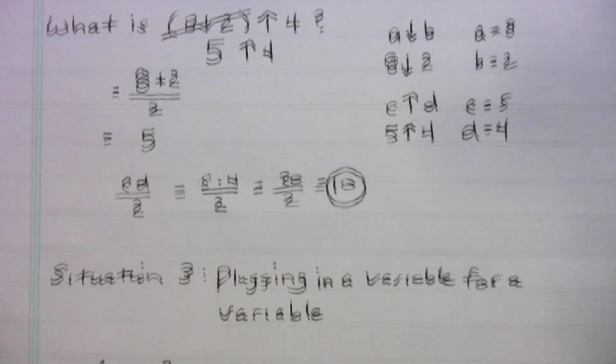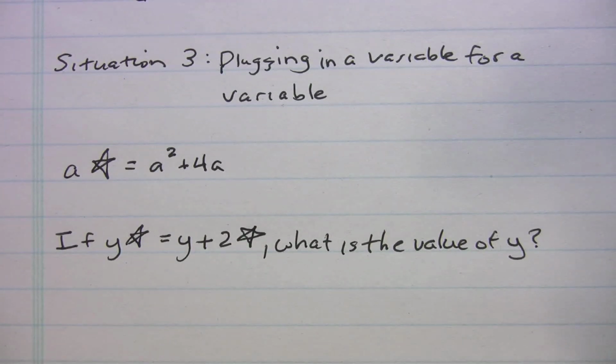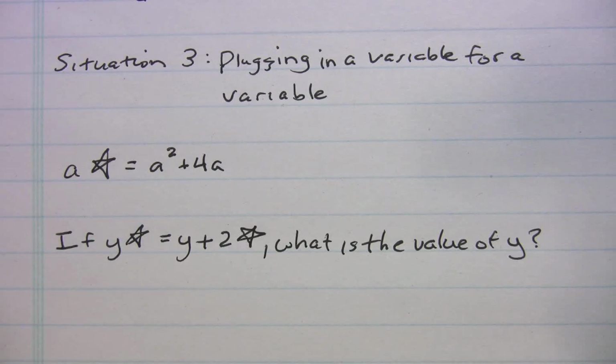Okay, finally, situation number 3, and this is probably the hardest one. It's when you're plugging in a variable for a variable, and we kind of did this before, but this is a harder situation. So let's take a look. It says A star equals A squared plus 4A. And then it says if Y star equals Y plus 2 star, what is the value of Y? So again, you can pause the video, attempt this on your own. I'm going to go into the explanation.